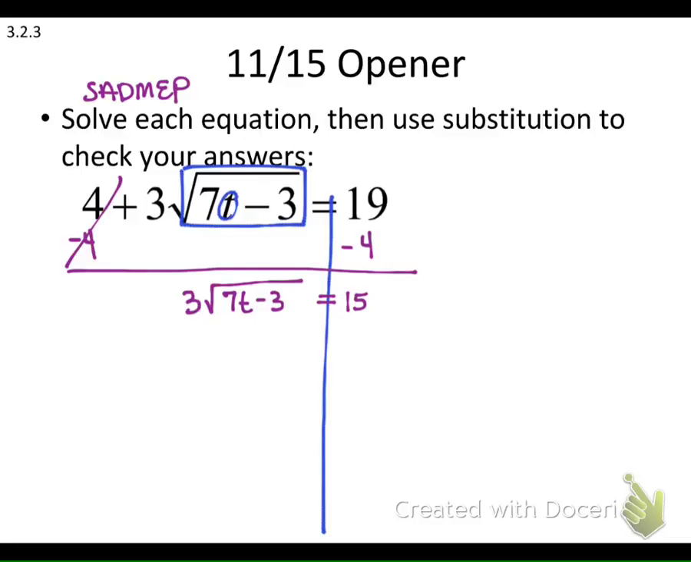A 3 touching a parenthesis or a square root sign means multiplication. Thank you. Divide that by 3. So I'm going to divide each side by 3. My 3's cancel. So again, on my left side, I bring down everything but that 3 because that 3 canceled out. So I have the square root of 7t minus 3 equals. Then on my right side, what's 15 divided by 3? That's 5. Okay? I'll let you get caught up for a second.